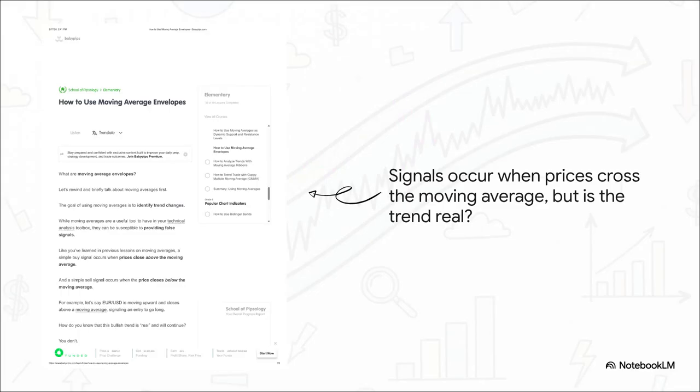See, with a normal moving average, the signal is pretty simple. Prices close above or below the line. But look at how often the price just kind of dances around that line. It creates so much uncertainty, and it can easily fool you into making a bad trade.